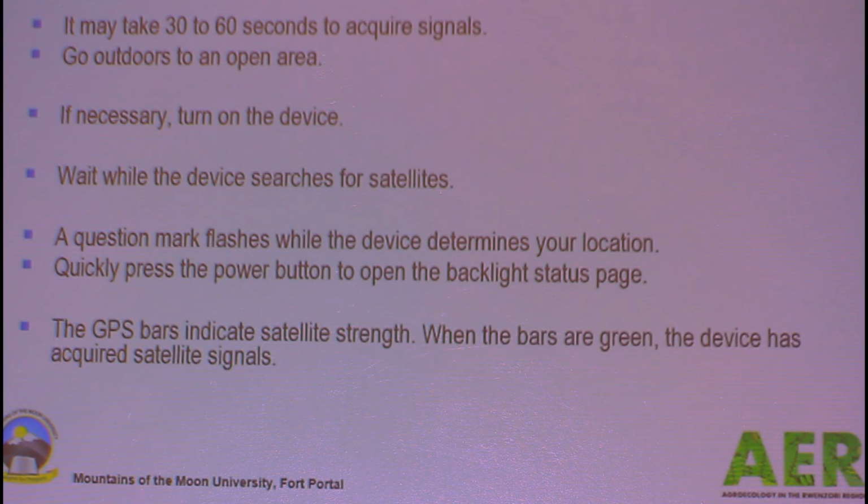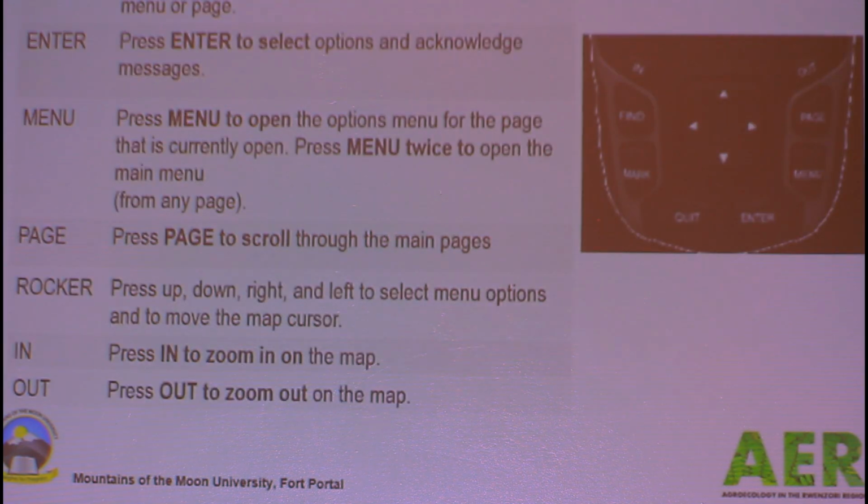Of course, the GPS bars indicate the satellite strengths. When the bars are green, the device has acquired satellite signals. When they are empty, normally it means it hasn't picked up the satellite signals yet.